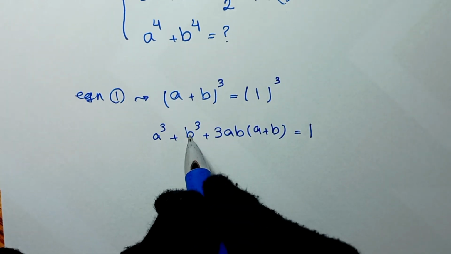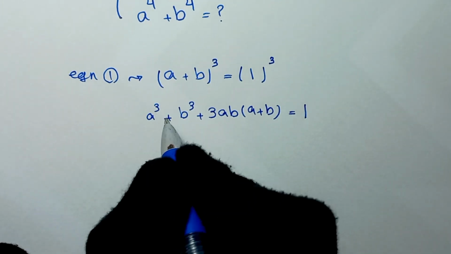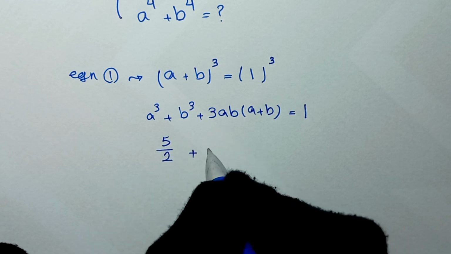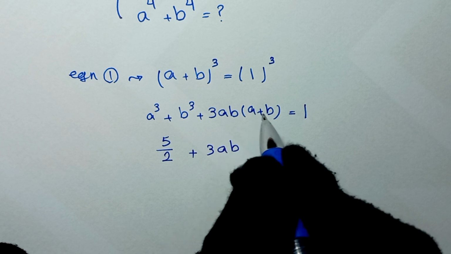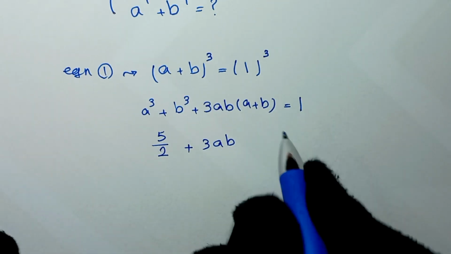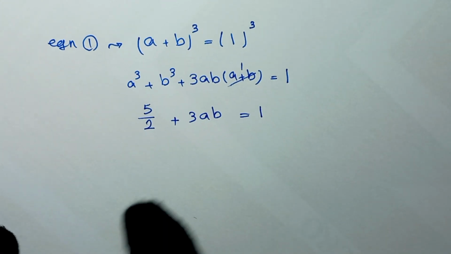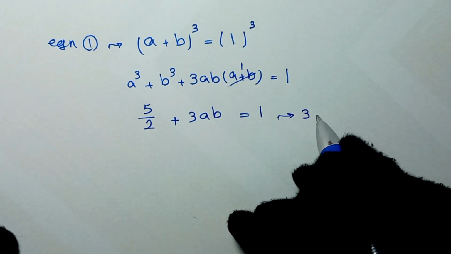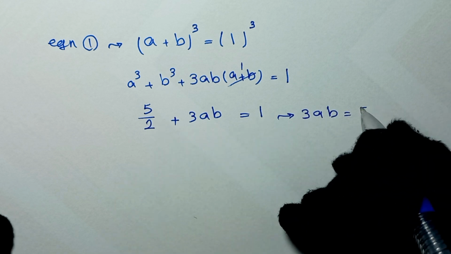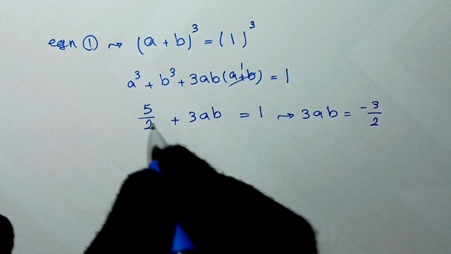Here we have a cubed plus b cubed, and from equation 2, this is equal to 5 over 2. So we write this as 5 over 2 plus 3ab times (a plus b). A plus b from equation 1 is 1. So 1 equals 5 over 2 plus 3ab, and moving it over, 3ab is equal to 1 minus 5 over 2. We can write 1 as 2 over 2, and 2 over 2 minus 5 over 2 is negative 3 over 2.